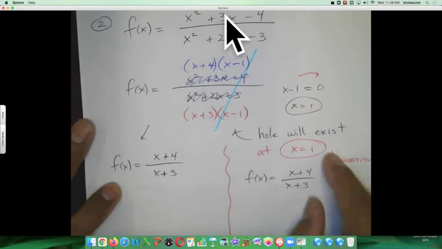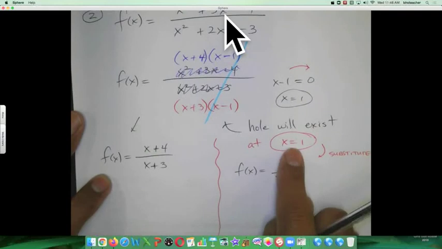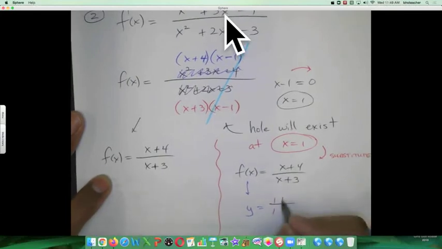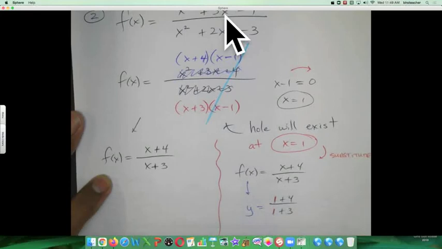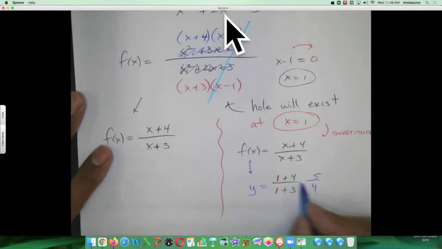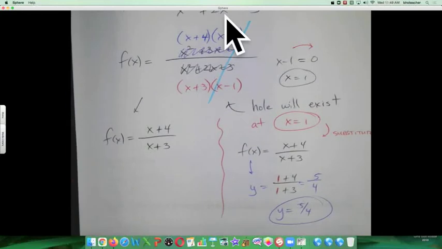Right now what you're finding is the coordinates of where the hole is going to be. I already know the x coordinate is 1, and then y is equal to 1 plus 4 on the top and 1 plus 3 on the bottom. X is 1, so I put a 1 right here for the x. That's going to give you 5 over 4. The value of y is 5 over 4. Here it is. You found the coordinates of the hole.